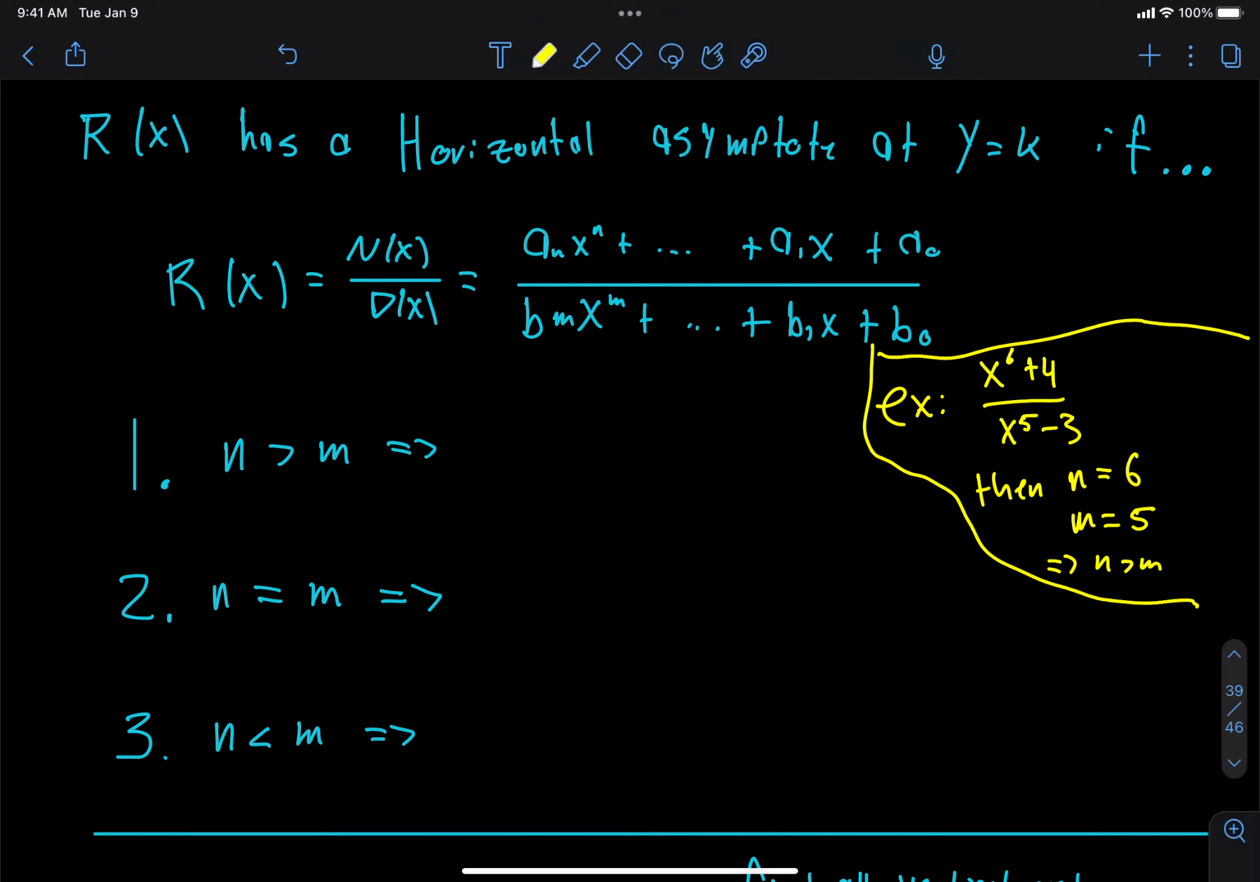So let's talk about what happens when n is larger than m. When the numerator has a bigger power, then roughly speaking, as x becomes really large, the numerator's leading term is going to outweigh the leading term of the denominator, because it'll be much larger when we take it to a larger power. So if n is larger than m, we are going to have no horizontal asymptotes.